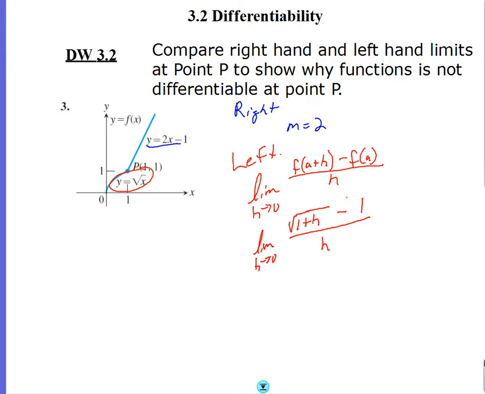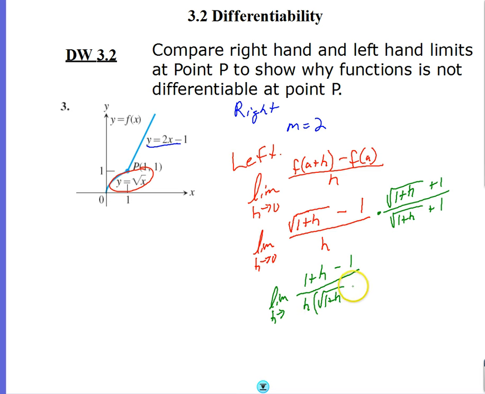I can't factor it, so I need to multiply by the conjugate. My conjugate is going to be the square root of 1 plus h plus 1. When I do that, my limit as h goes to 0 is now 1 plus h minus 1, all over h times the quantity square root of 1 plus h plus 1.